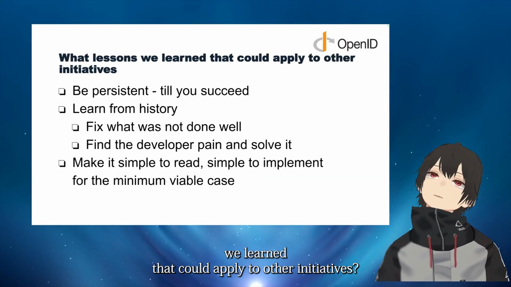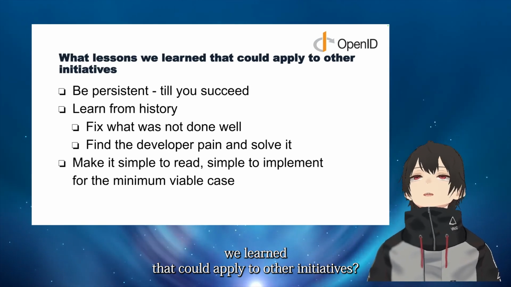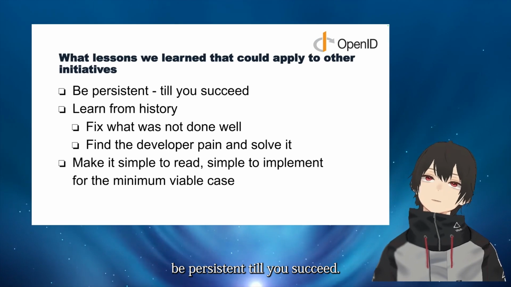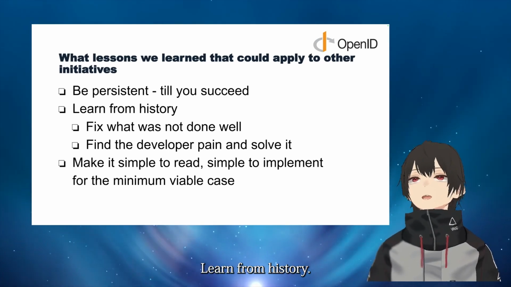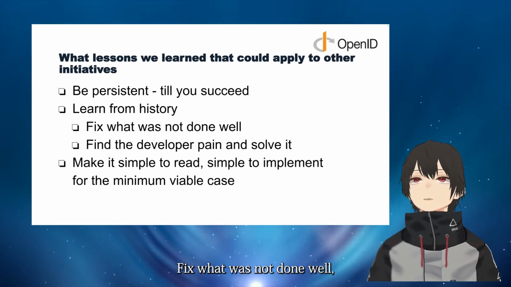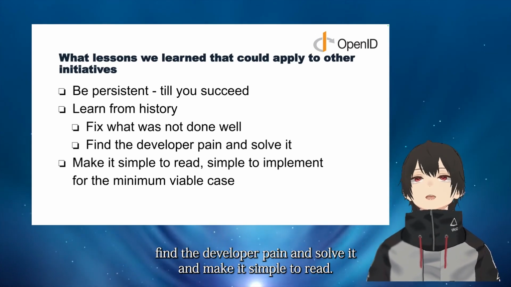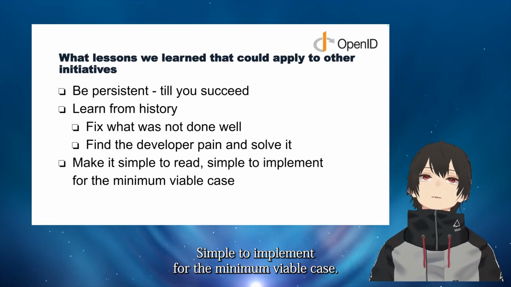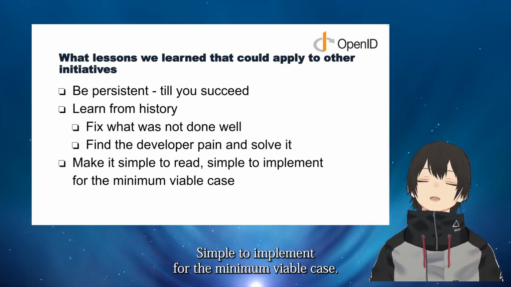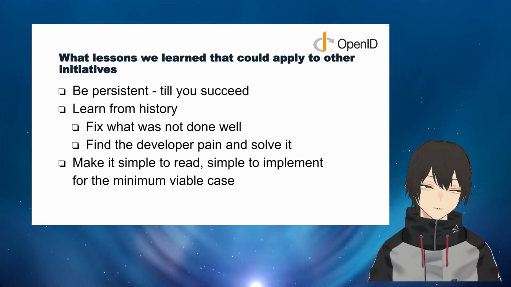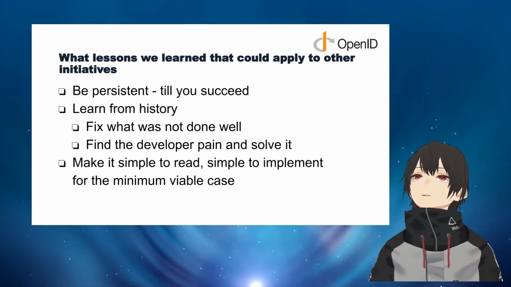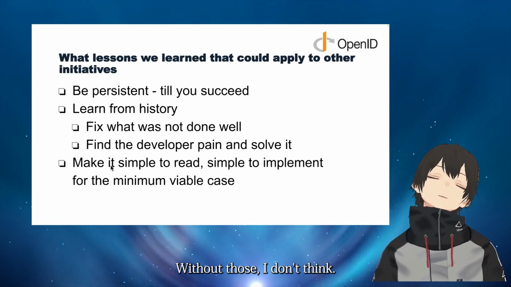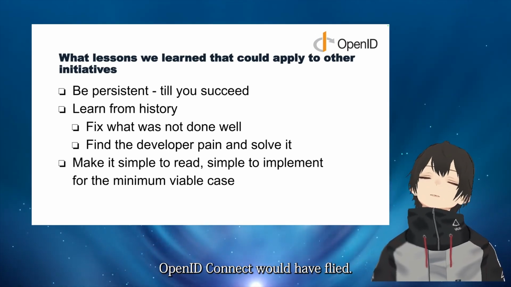So what lessons did we learn that could apply to other initiatives? Well, be persistent till you succeed. Learn from history. Fix what was not done well. Find the developer pain and solve it. And make it simple to read, simple to implement for the minimum viable case. Without those, I don't think OpenID Connect would have flown.